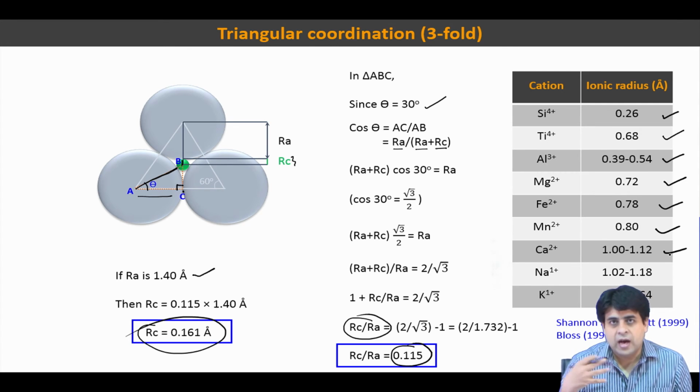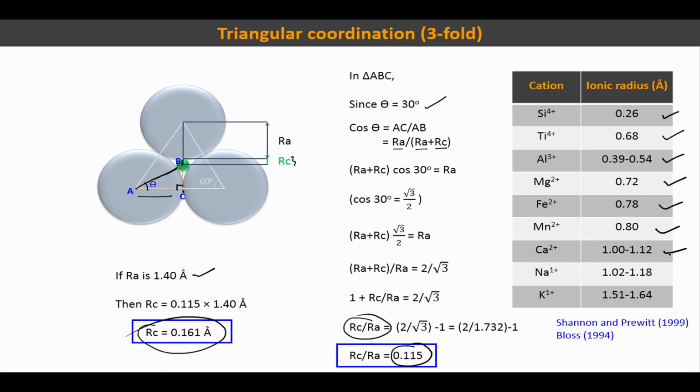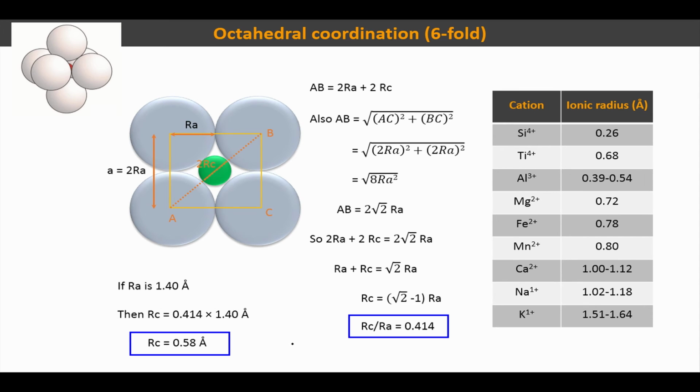You have larger cations, for example silicon, titanium, aluminum and so on. Most of the cations which are present in the silicates or in the minerals in the earth's crust will not have a 3-fold coordination. Only carbon will have a 3-fold coordination, in carbonates. So, this basically tells you about the coordination. Similarly, you can take a 6-fold coordination, which is defined by this diagram.